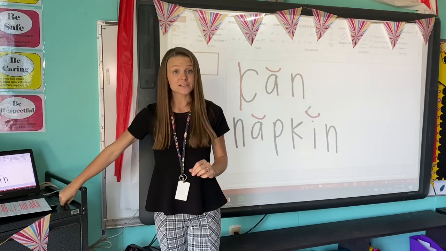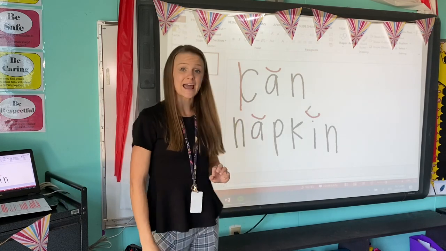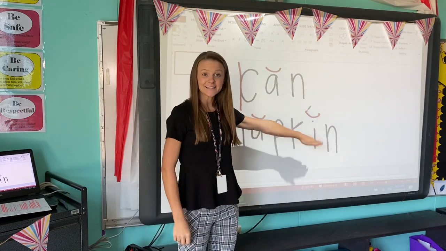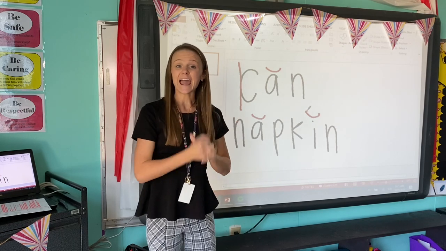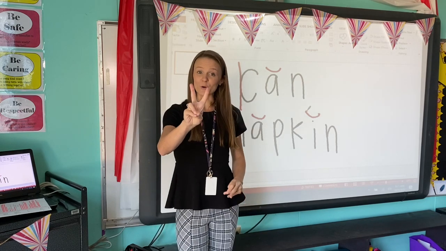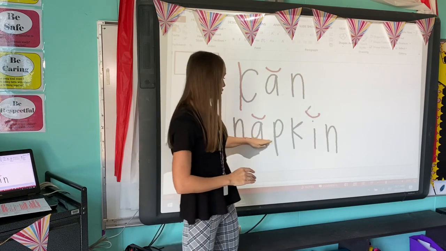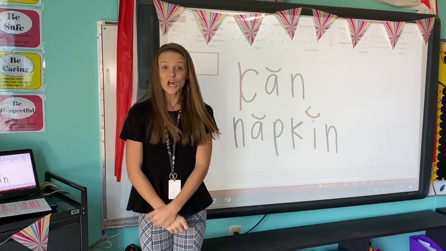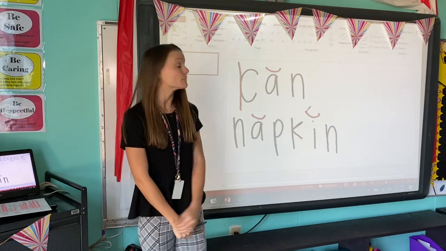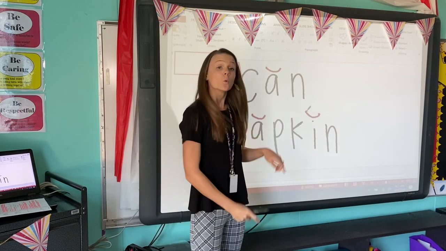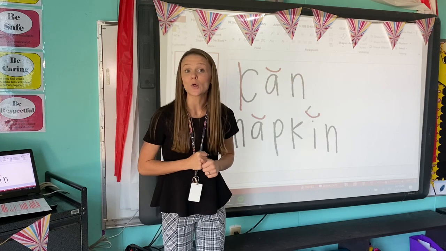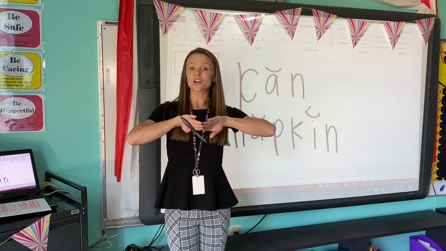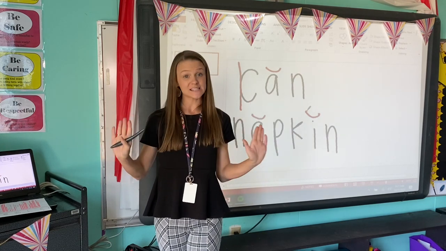So let's clap this word and see how many syllables it has. Napkin. Napkin has two syllables because it has two vowel sounds. So when a word has more than one vowel sound, we separate it into syllables, and we call this syllable division because we are dividing the two syllables.